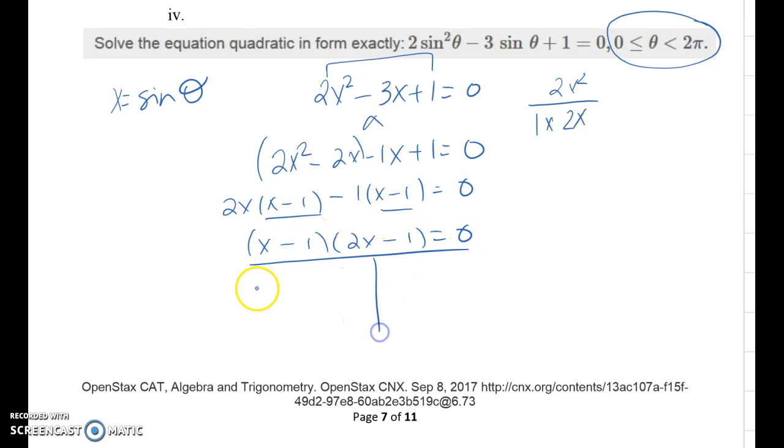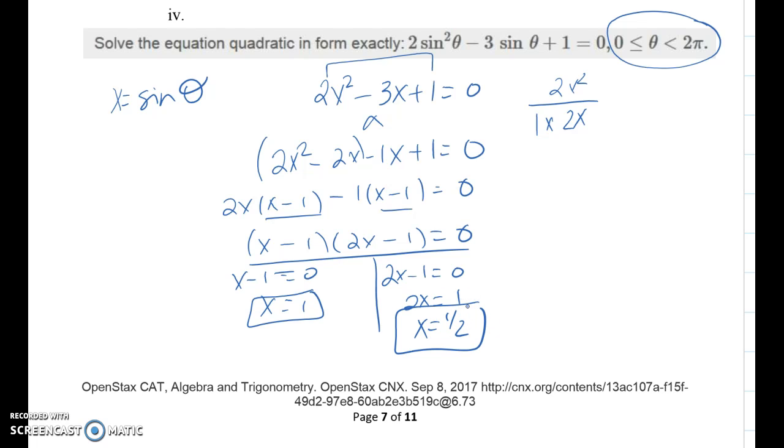And again, just send me a message if I can help any with your solving of quadratics or give you a little review of that. So I get x equal to 1, and x to be 1/2.